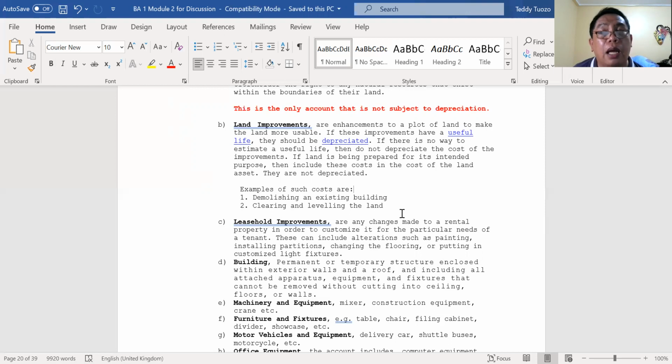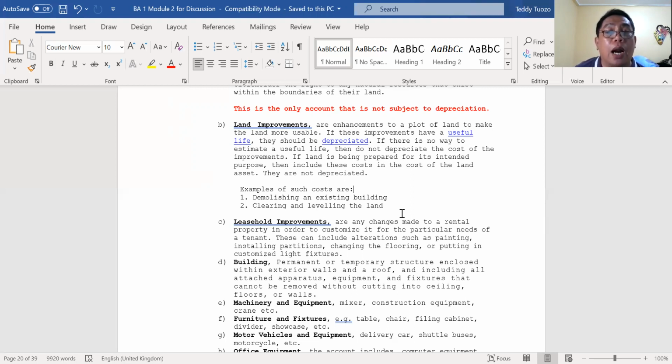For example, if the land has improvements that you're going to erect, like a shanty or the building, then that is to be depreciated. If there is no way to estimate a useful life, then do not depreciate the cost of the improvements. If the land is being prepared for its intended purpose, then include this cost in the cost of the land asset. They are not depreciated.